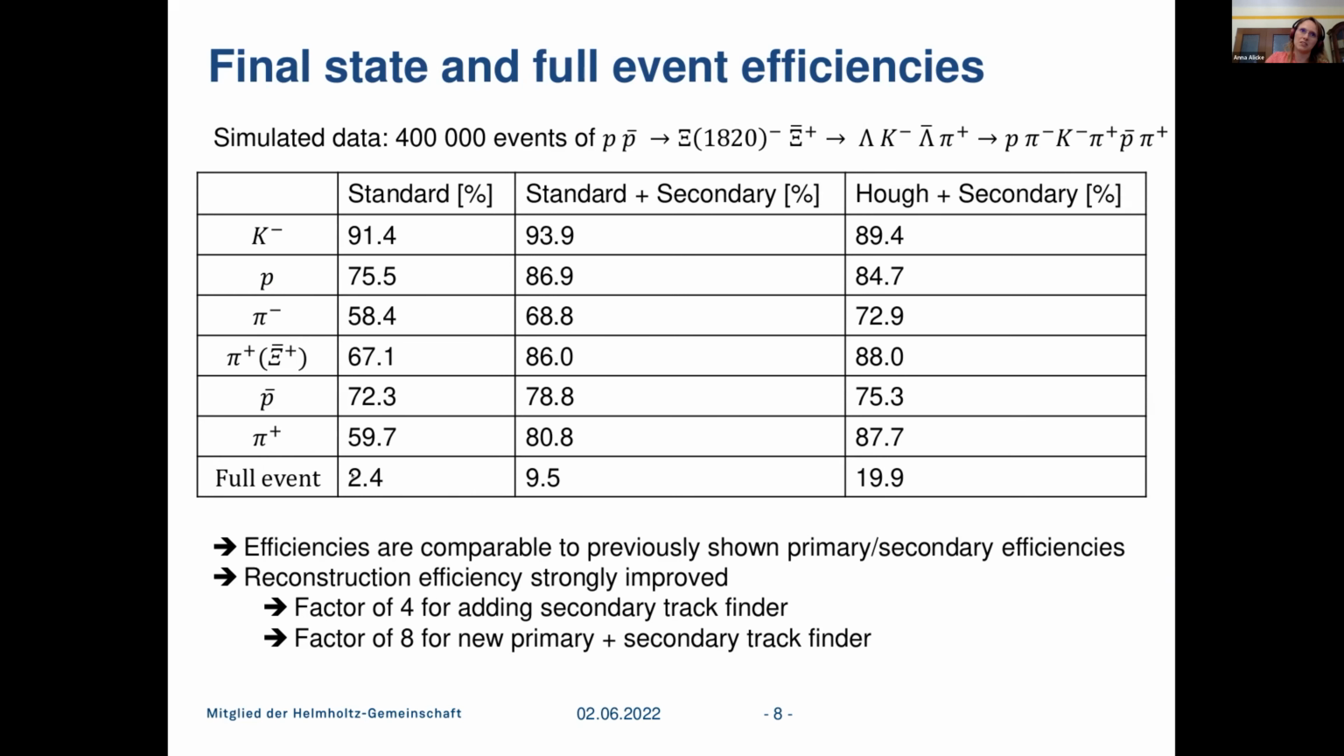We see that for the standard track finder, we get a very bad full event reconstruction rate with only 2.4%. This makes sense because the standard track finder can't find the secondary tracks. When I add the secondary track finder to the standard track finder, I was able to increase this efficiency by a factor of 4. And with the Hough plus secondary track finder, I now get an efficiency of about 20% for the full event reconstruction.